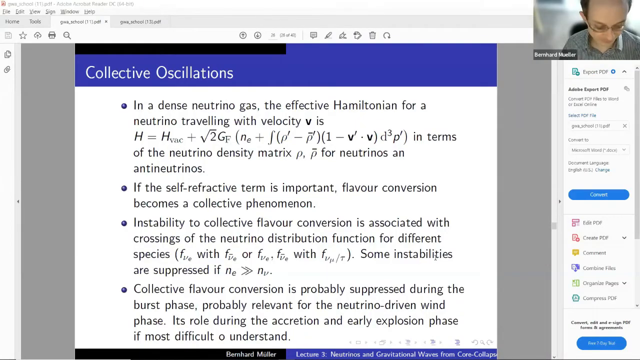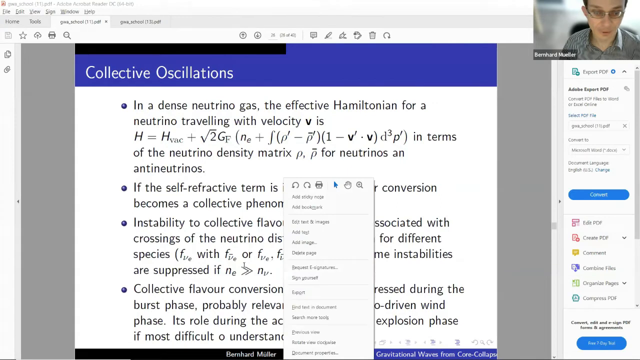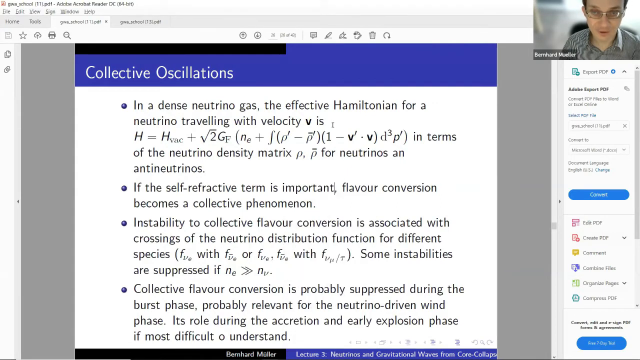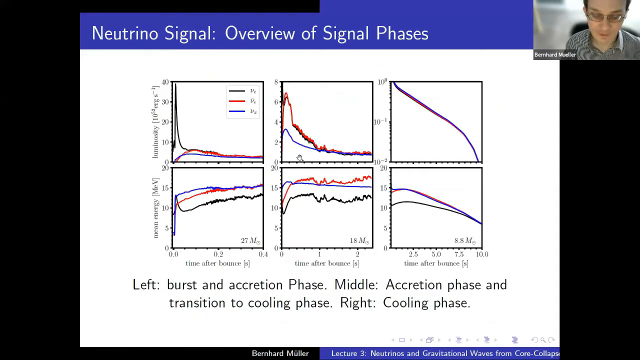We are going to continue our discussion of supernova observables with the supernova neutrino signal today. I already walked you through the complications of neutrino detection and neutrino flavor conversion yesterday. So today, let's have a look at what the neutrino signal from a supernova really looks like, and what we can learn from it. So let's start with the overview first.